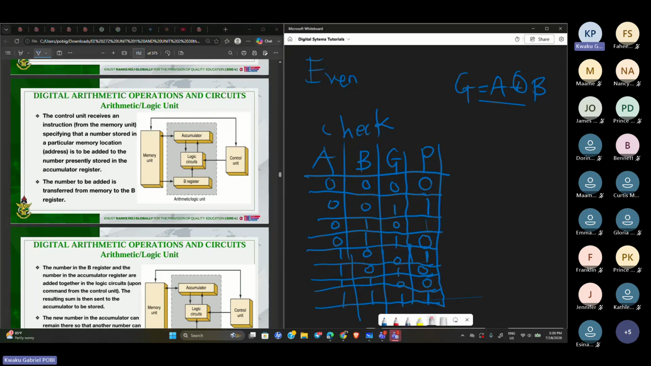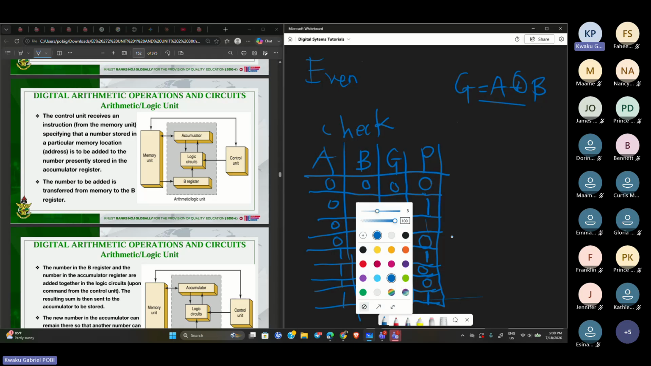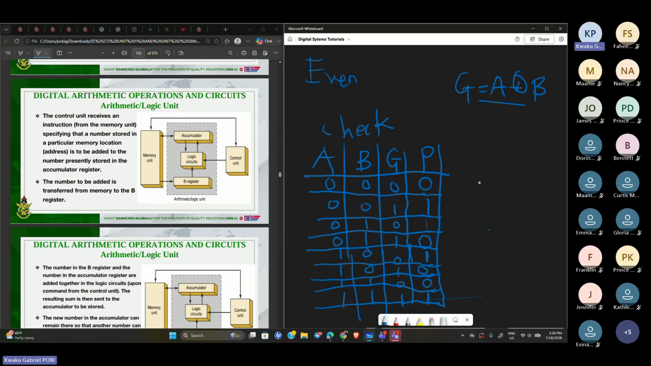Okay, so let's continue. So here, since we have 3 inputs, I don't want to be writing all the expressions one by one. So let's use K-map here. So using K-map and then knowing that we have 3 inputs, it means we are supposed to end up with 8 outputs. So our table will look like this. And then we'll have A here, we'll have B, and then what's the G here. So this is our P that we are looking for.